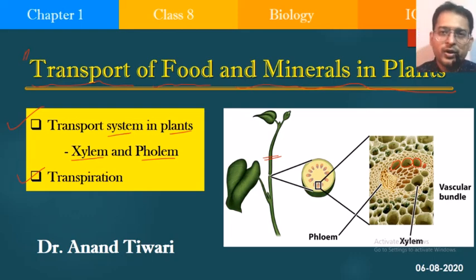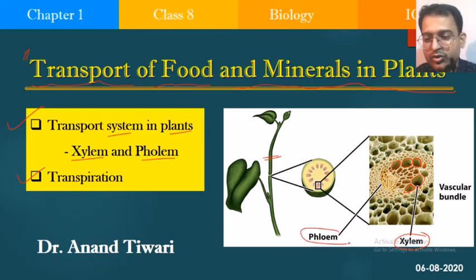Just like in the human body we have the blood vessels, similarly there are some vessels, some kind of transport systems present in the plant which help in the transport of water and minerals as well as in the transport of food. So the part of this transport system which transports the water and minerals is known as the xylem, and the part of the transport system which transports the food material is known as the phloem.